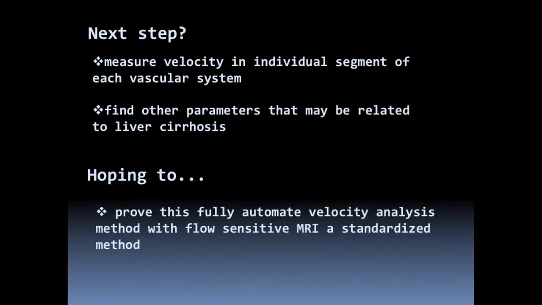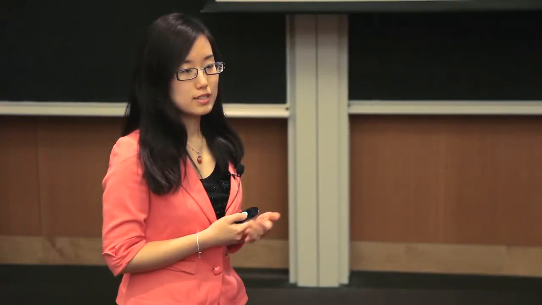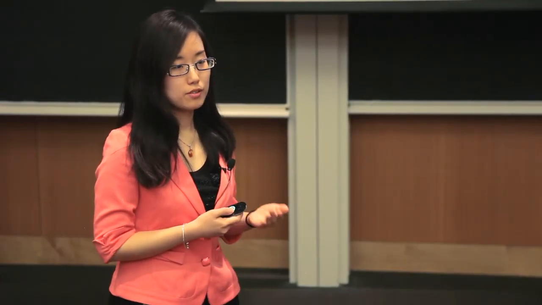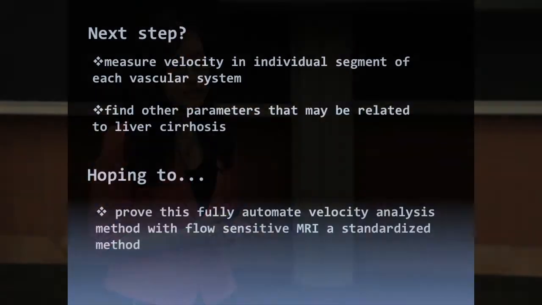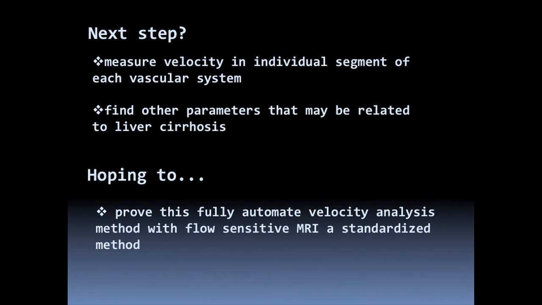My next step is to measure the velocity in the individual segment of each vascular system, and also try to find other parameters that may be related to the development of liver cirrhosis. For example, the blood pressure, the peak velocity, and many other factors. I hope to prove that this automatic velocity analysis method can be used as a standardized method to diagnose liver cirrhosis at an early stage.